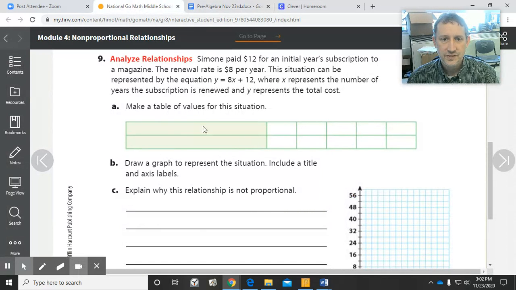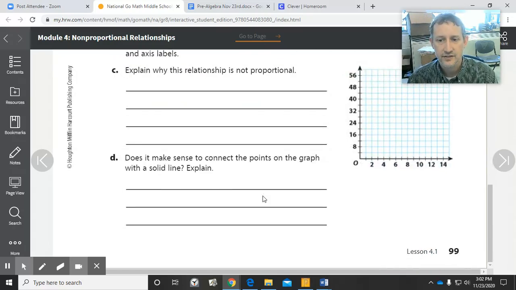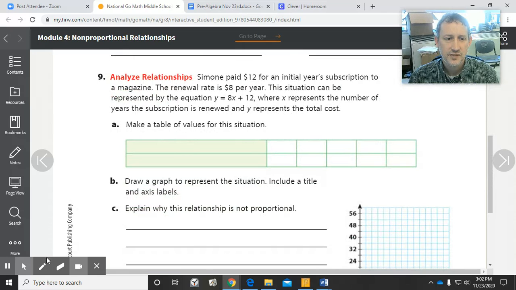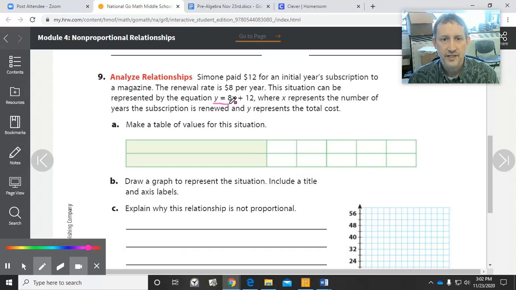So if you're looking here on page 99, they gave us this equation, y equals 8x plus 12, and the y represents the total cost. So down here I can put total cost. Or you can put it at the top, doesn't really matter.